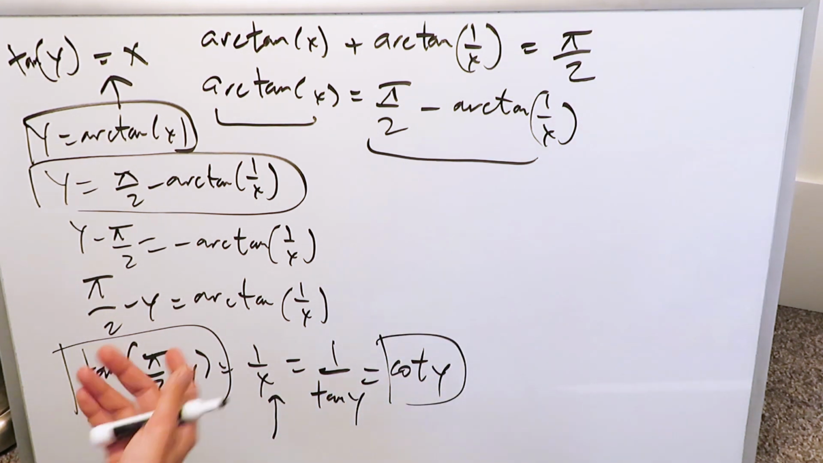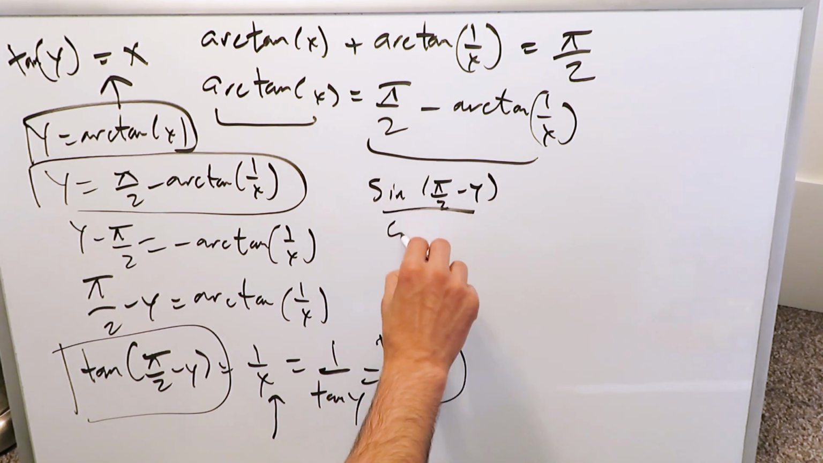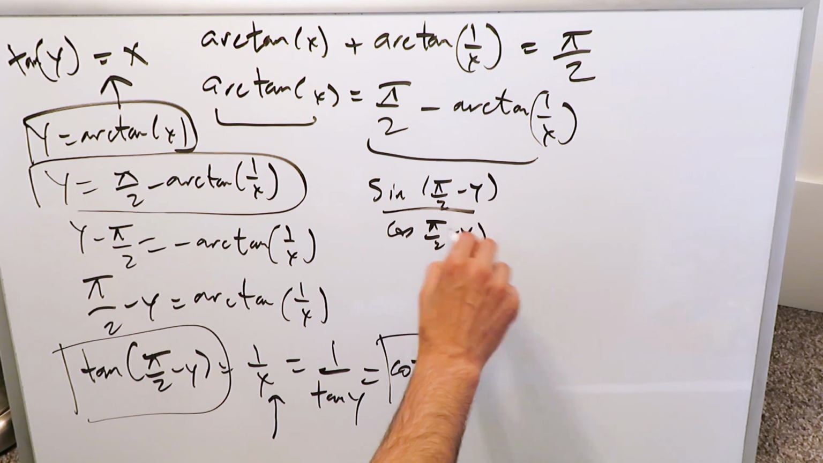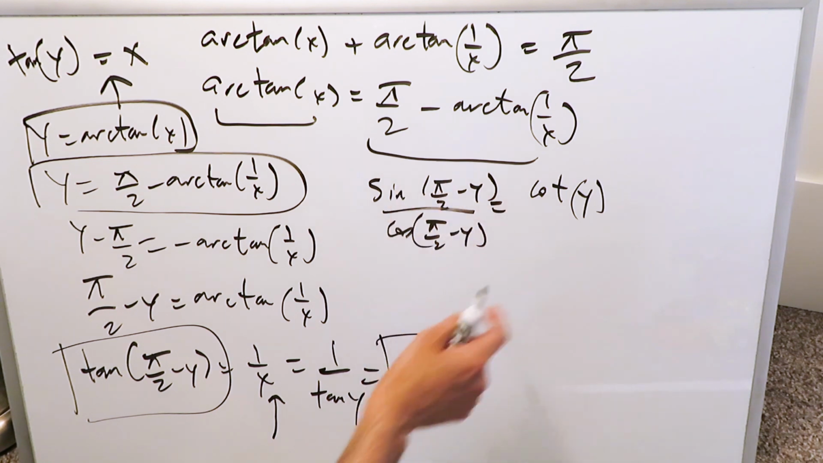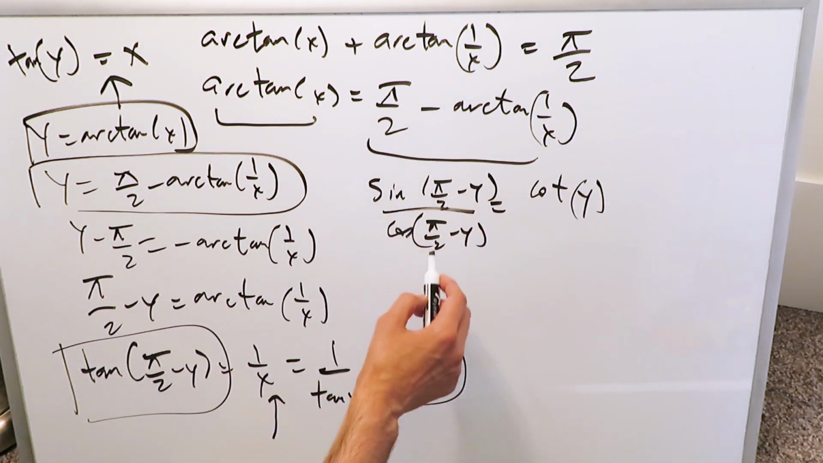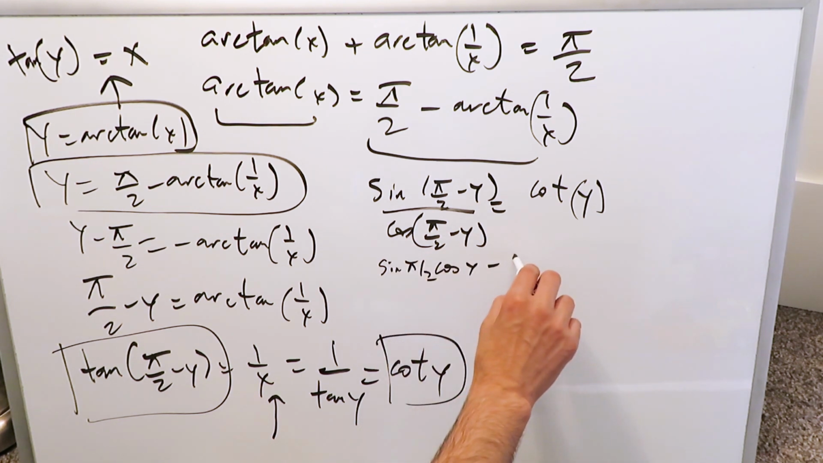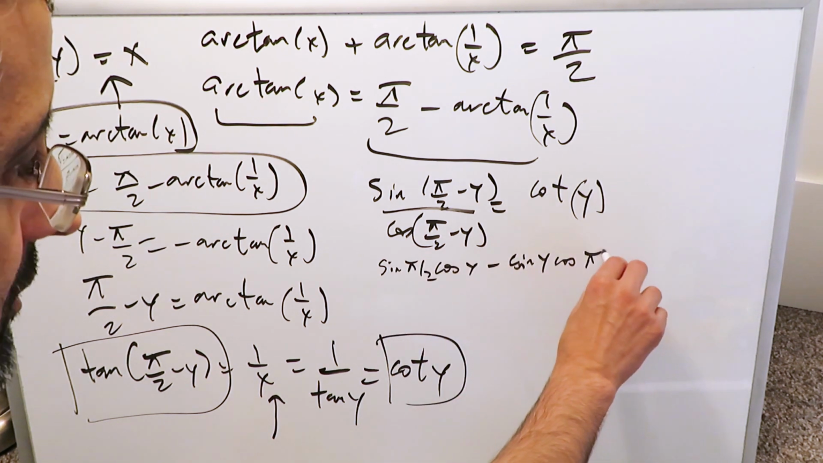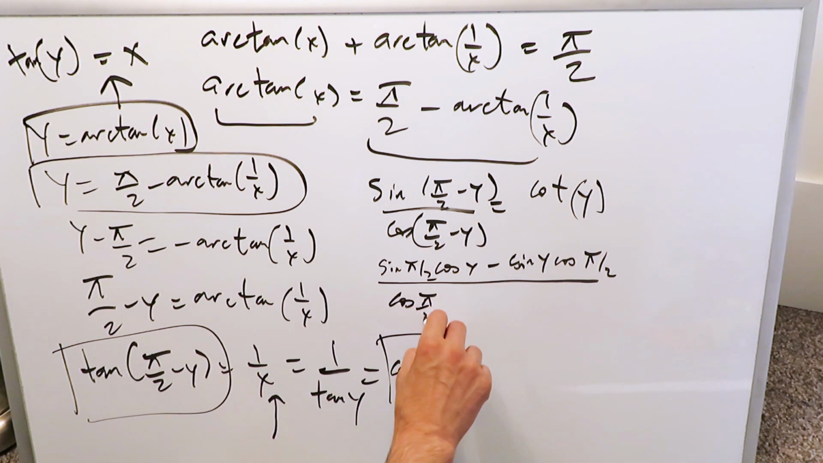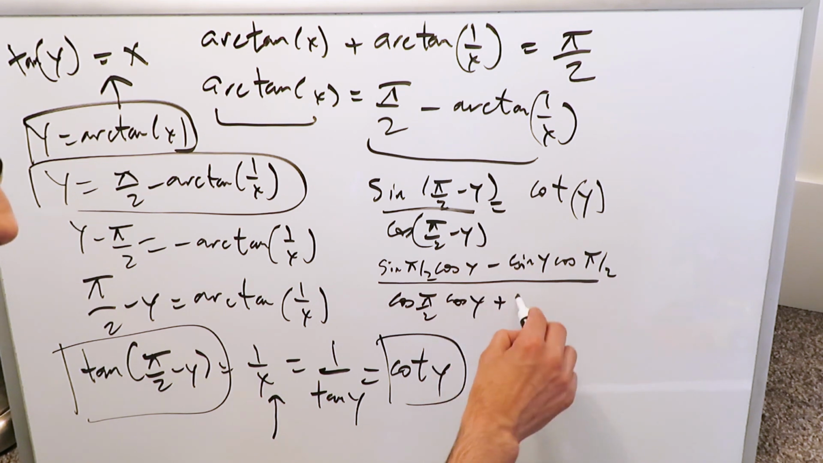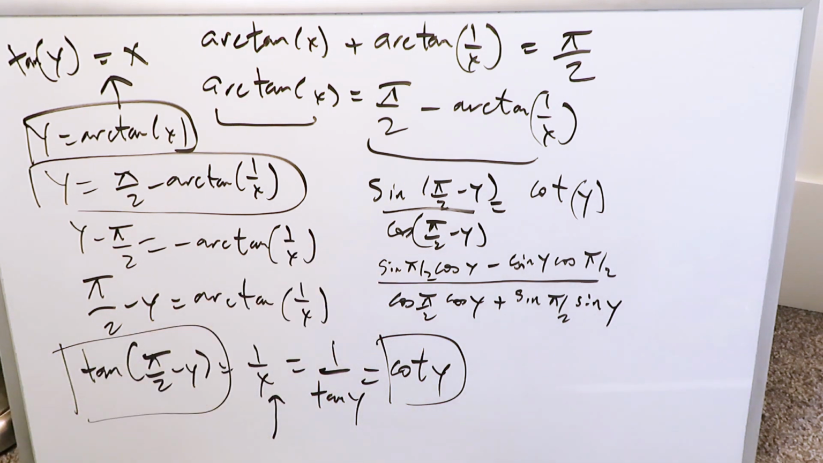Bring this up into its basic functions. You have sine of pi over 2 minus y divided by cosine of pi over 2 minus y should be equal to cotan y, and it will be the case. Use the difference identity, sine and cosine. You'll have sine pi over 2 cosine y minus sine y cosine pi over 2, divided by the difference identity for cosine: cosine pi over 2 cosine y plus sine pi over 2 sine y. You have to remember these difference identities.